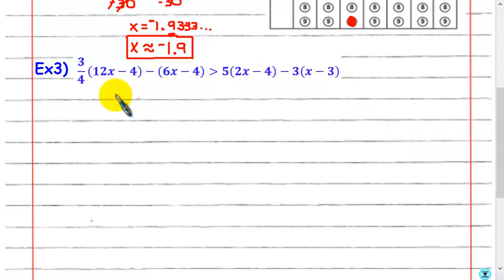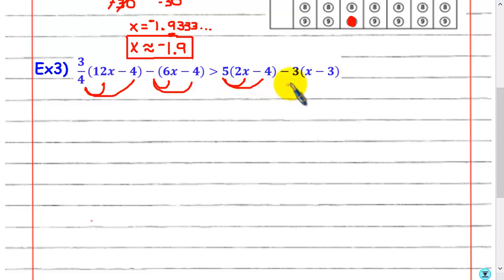Here we have an inequality. An inequality has an inequality sign. When you have an inequality, you're going to solve it just like solving an equation. But once you get an answer, you need to remember to plot your answer on a number line. So here, first order of business, get rid of the parentheses by multiplying. Very similar to solving an equation.